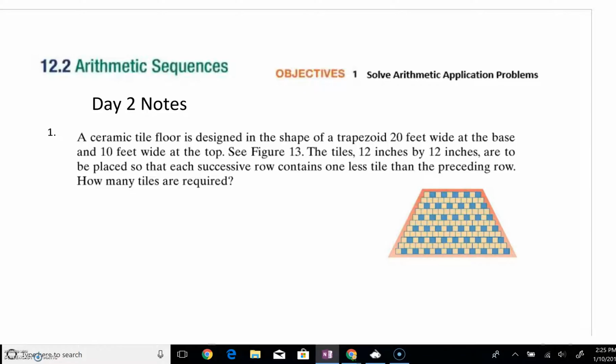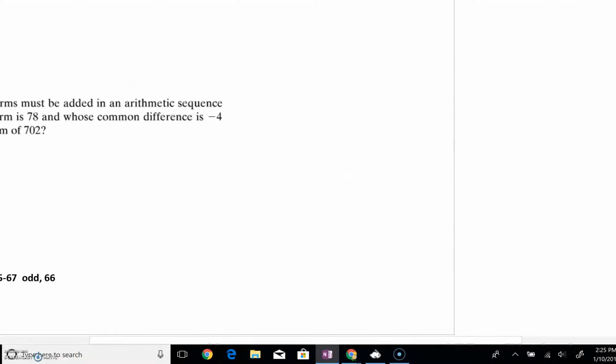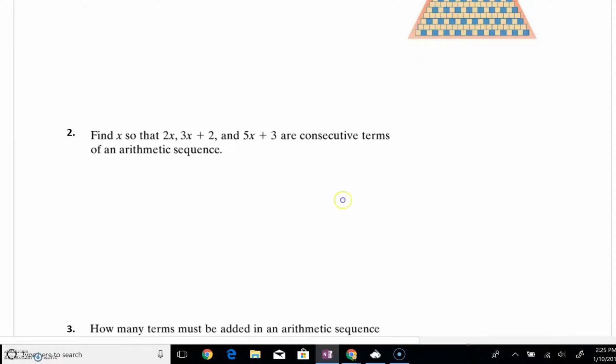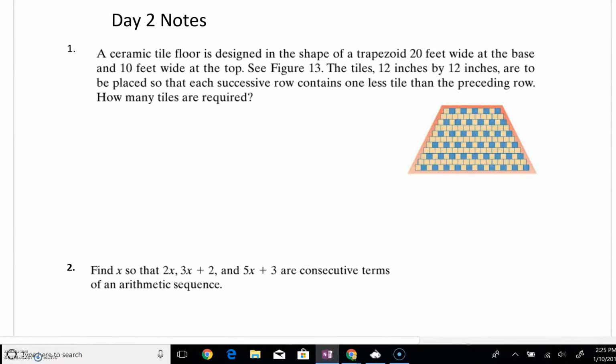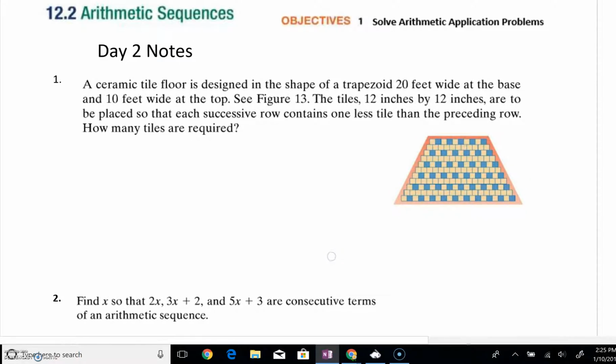Our learning objective, our learning target, is that we can solve arithmetic application problems, and in particular those involving an arithmetic sequence or a series. Let's read through number 1 here. We've got a ceramic tile floor designed in the shape of a trapezoid, 20 feet wide at the base, 10 feet wide at the top. It's pictured right here.